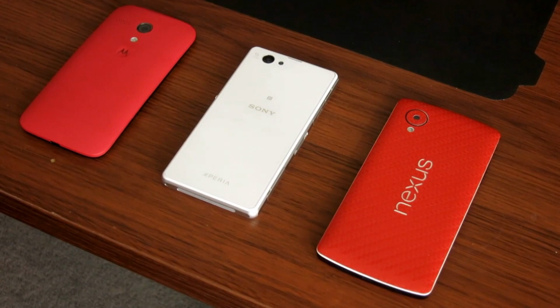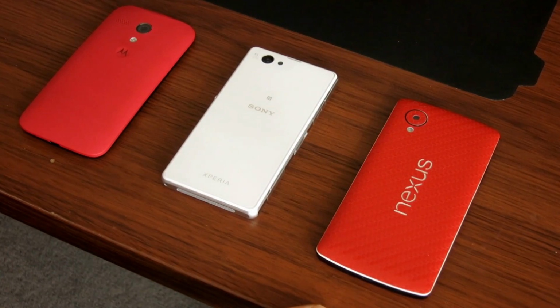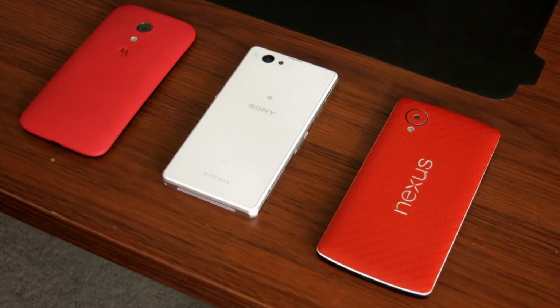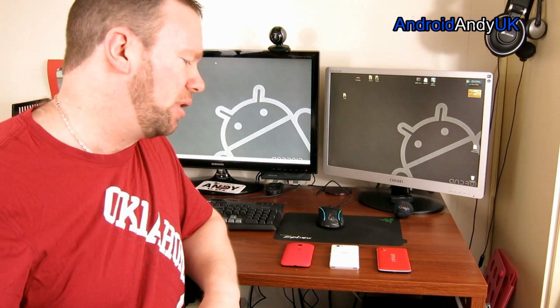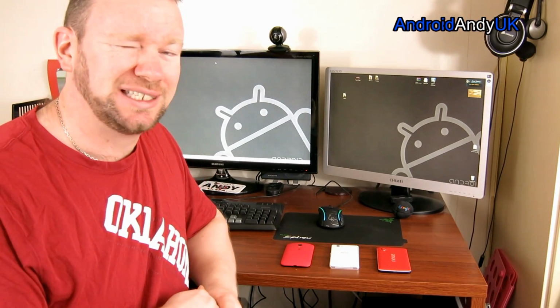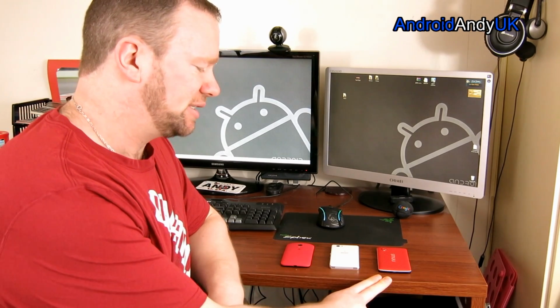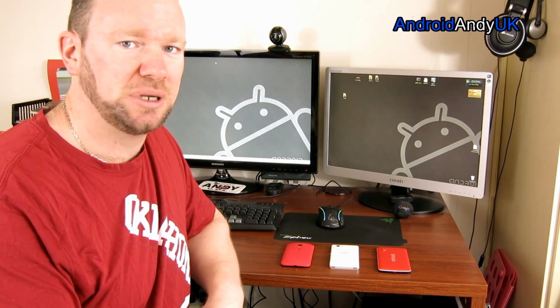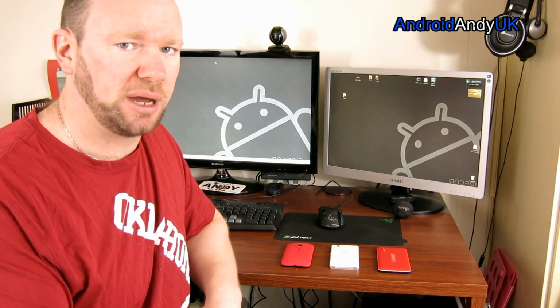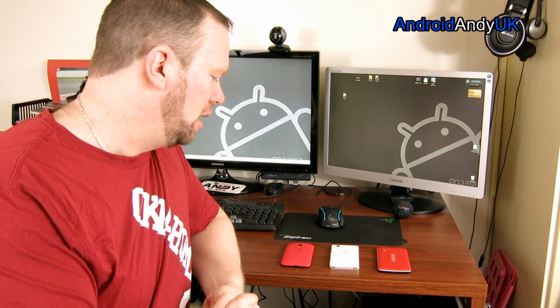The Motorola Moto G, the Sony Xperia Z1 Compact and LG's Nexus 5. Hopefully I'll be able to coordinate my fingers well enough to do the comparison, but I thought they're all in a reasonably similar bracket, although the Moto G obviously is cheaper. Actually the Nexus 5 is probably next, and then the Xperia Z1 Compact being actually the most expensive device, but still only about £400 brand new from clove.co.uk, for example.